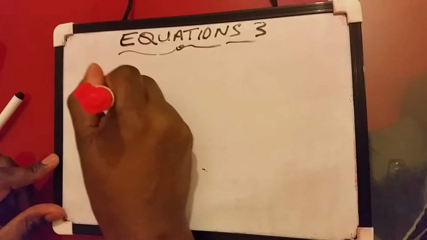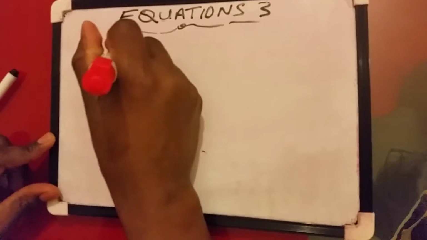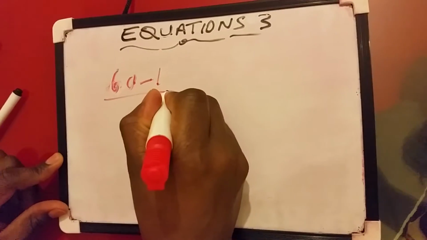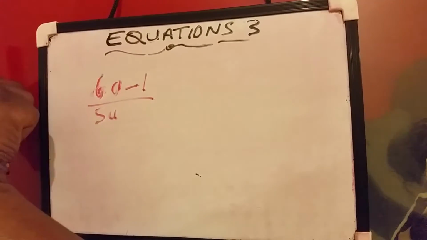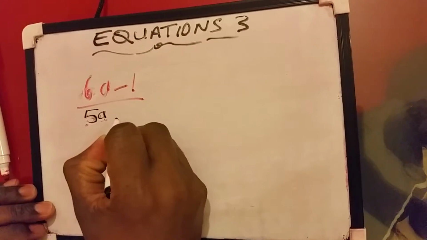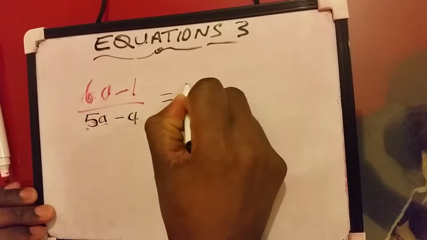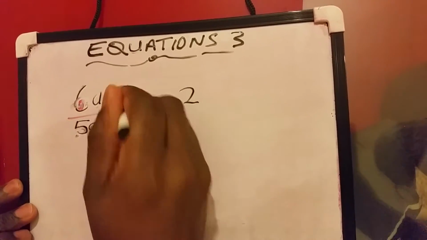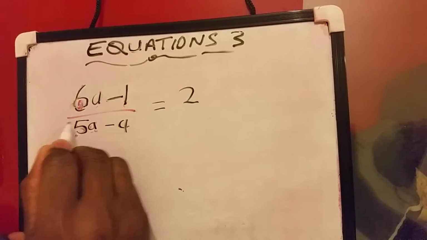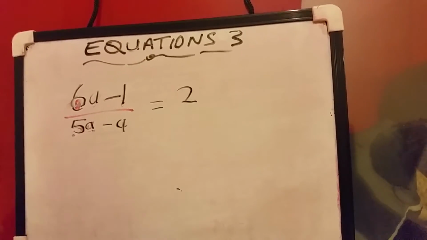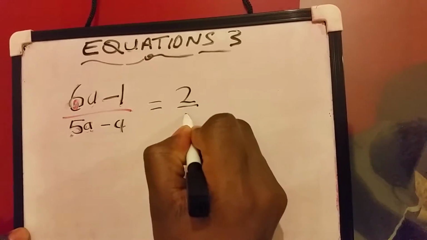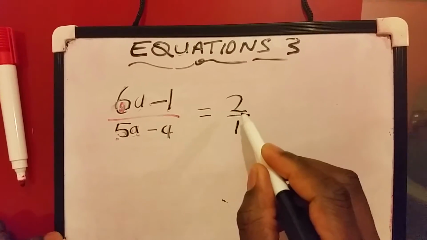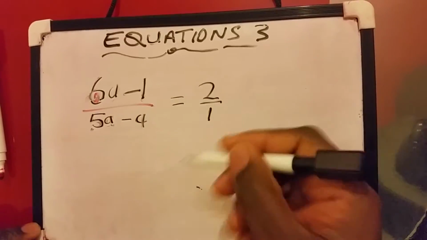For example, if I got (6a minus 1) over (5a minus 4) equal to 2. Now notice you can see this is a fractional power. This is 6a minus 1 over 5a minus 4, and it is equal to 2. You can see this is a fractional side. I suggest always make the other side fractional and just simply put it over 1. That way you can see exactly the fractions. All numbers can be divided by 1. So every number as a fraction would be over 1.